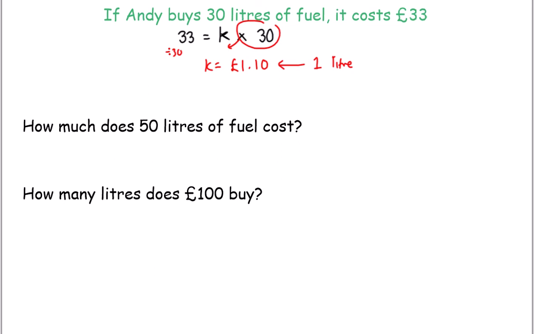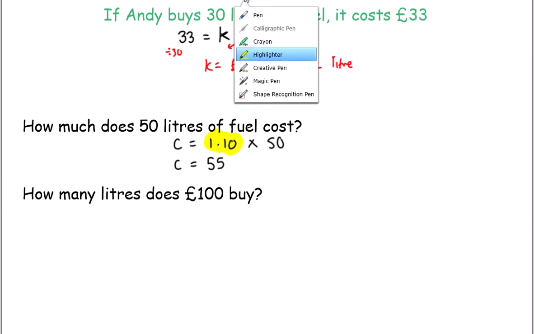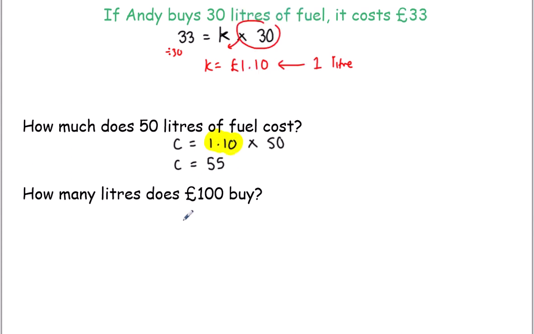How much does 50 litres of fuel cost? Well, C equals K times L. It's the cost per litre, £1.10, times the number of litres. So £1.10 times 50 is £55. Okay, the cost is £55, because we know what 1 litre costs. This bit here, that's the crucial bit of information, the constant.